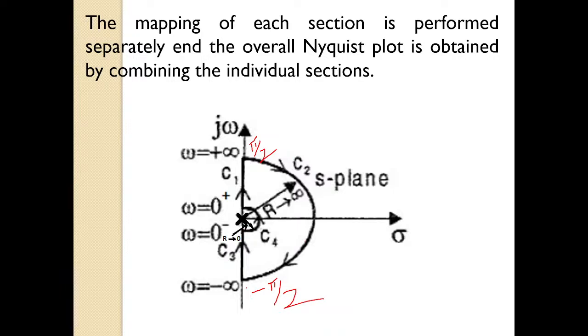Whereas the C3 section will vary from omega equal to minus infinity to omega equal to 0. Sorry, this is the C3 section. Again, the C4 section is an arc, so the arc will have limits theta equal to minus pi by 2 to plus pi by 2. So for C4, it will vary from minus pi by 2 to plus pi by 2. That we will discuss in the next slide.